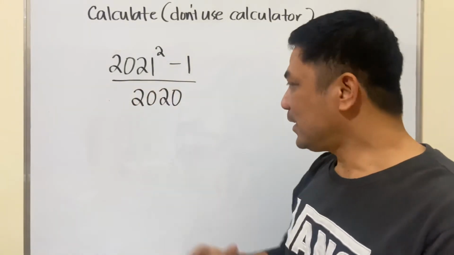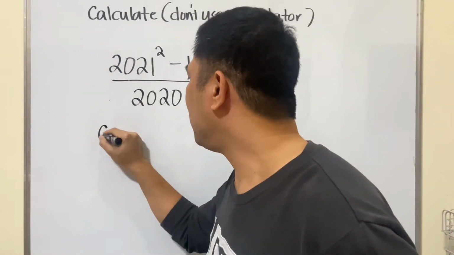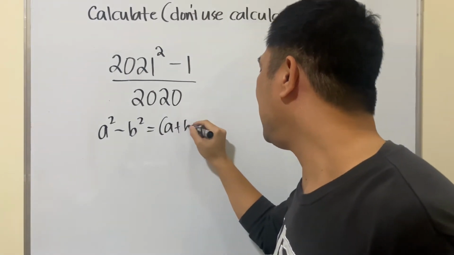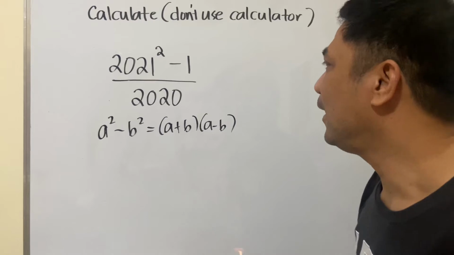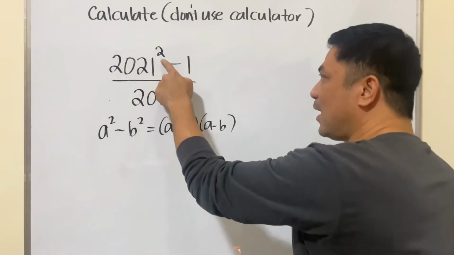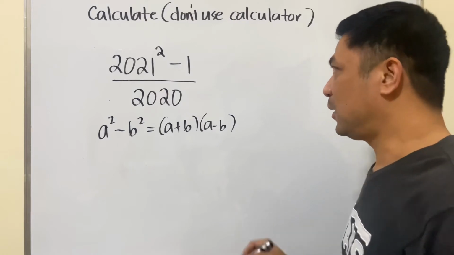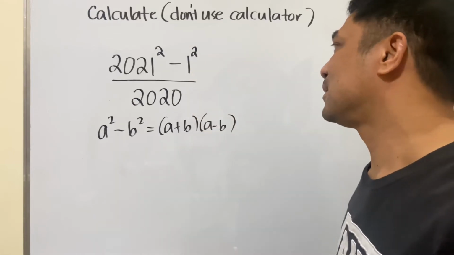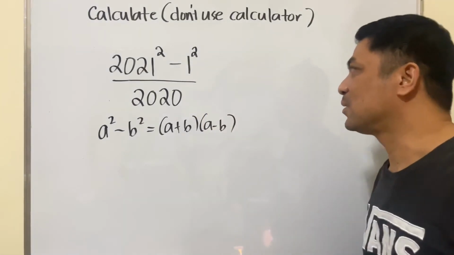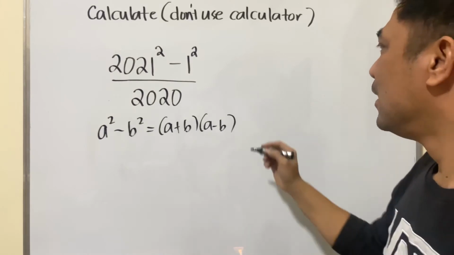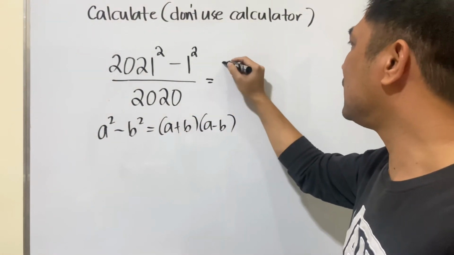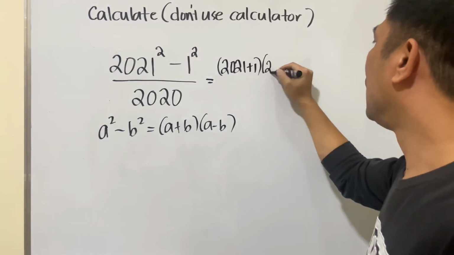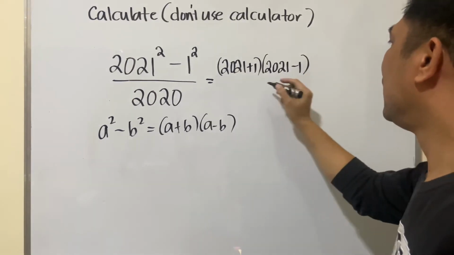Again, review: if you have a squared minus b squared, this will be equal to a plus b and then a minus b. This is a perfect square since we have a square there. 1 also is a perfect square, so it can be rewritten as 1 squared, to show that 1 is a perfect square. So 1 squared is equal to 1 also. Let's try to apply this one. That means this is 2021 plus 1, then 2021 minus 1, divided by 2020.